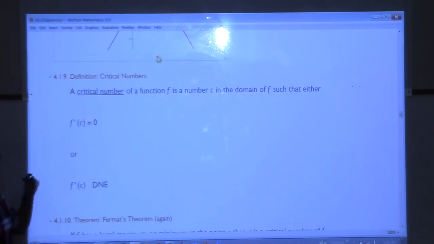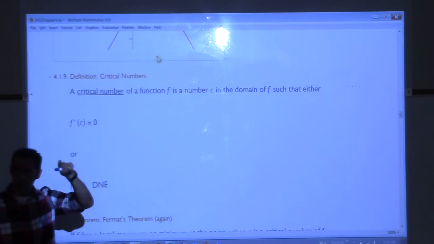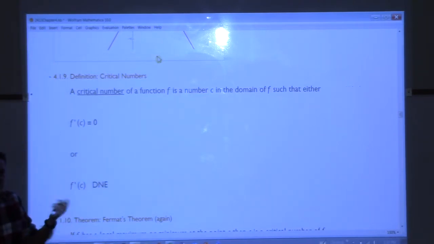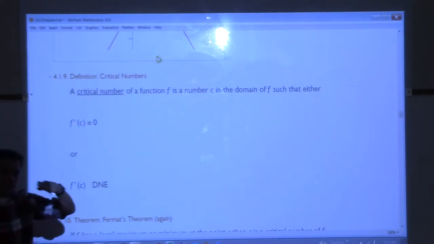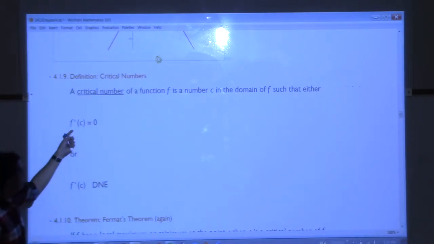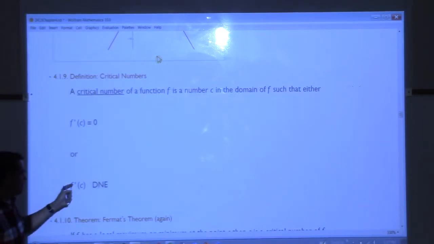It's like there's something happening whenever we have these situations, right? Like when we have a corner or a cusp, the derivative doesn't exist, right? That could be a place we have a max or min. When the derivative is 0, that doesn't guarantee us a max or min either. But it could happen at these two, all right? So these are going to be called critical numbers.